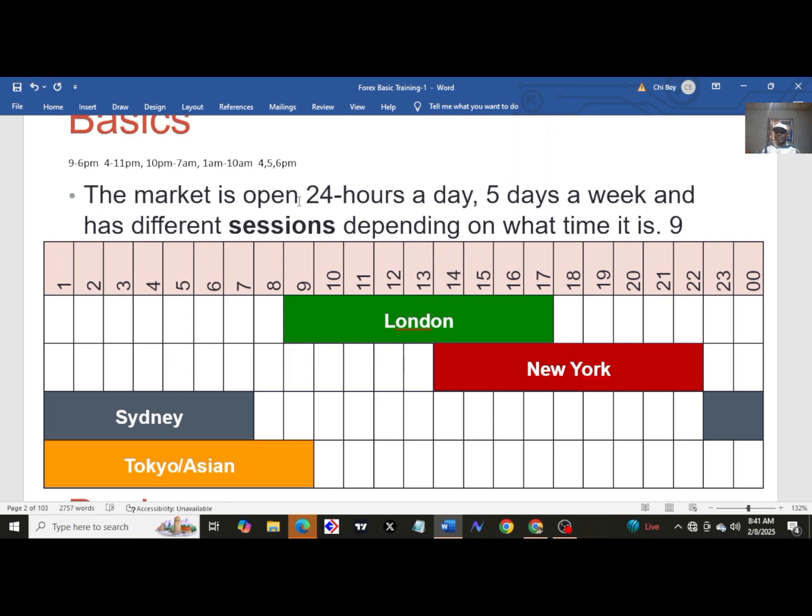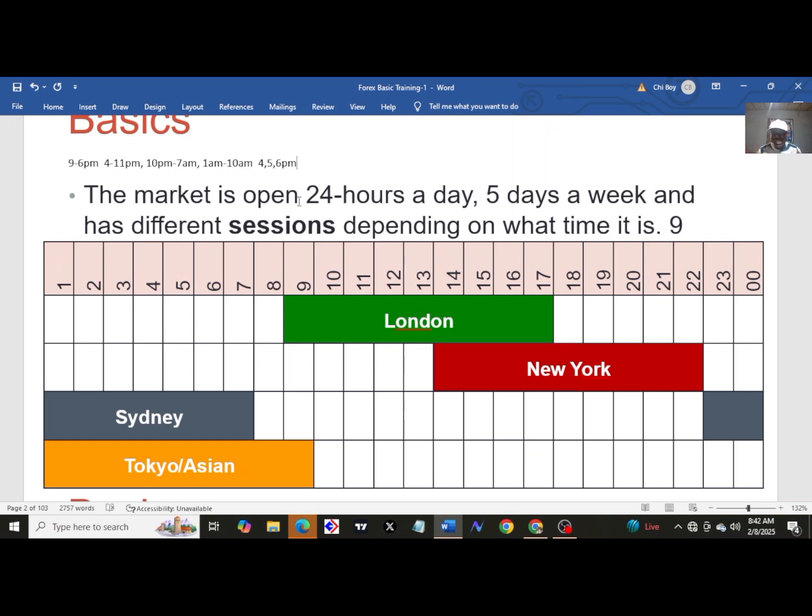This is when the market moves the most. Why? Because London and New York overlap, and these two sessions are considered the most volatile in this market. The London session is more volatile than the Sydney and Tokyo or Asian sessions, even both combined. New York is more volatile than the two of them combined.